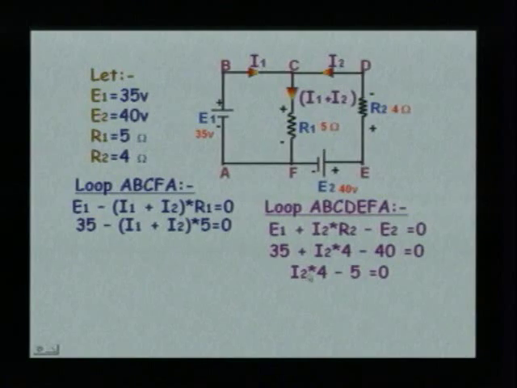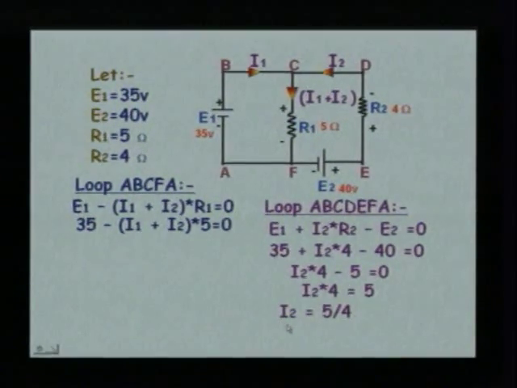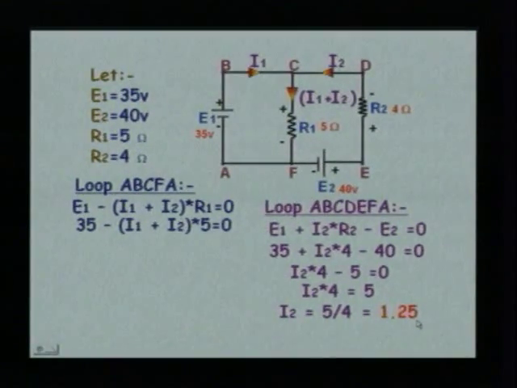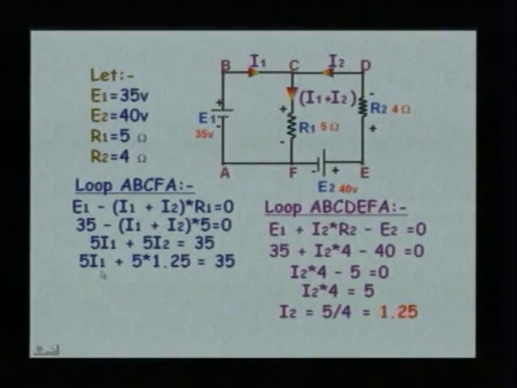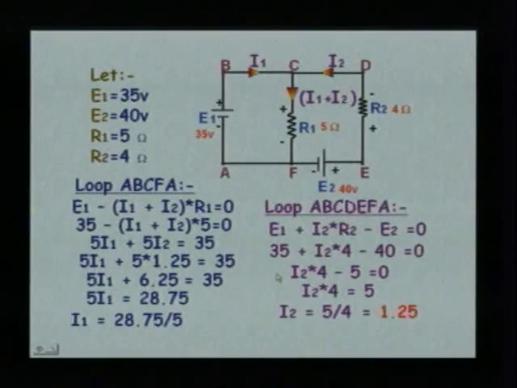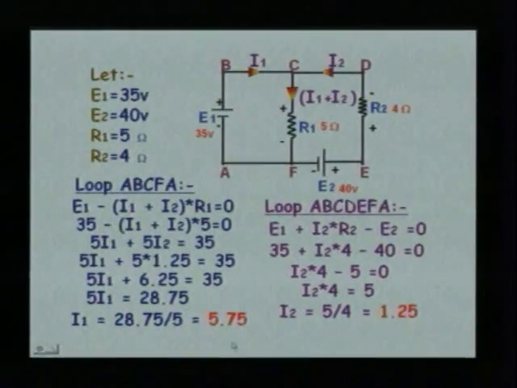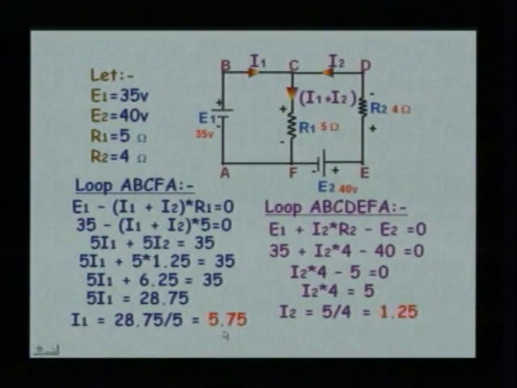We will have this equation as I2 into 4 minus 5 is equal to 0. Likewise, we can get I2 is equal to 1.25. Substitute this I2 in the equation, then we get 5 I1 plus 5 into 1.25 is equal to 35. So, we will end up getting I1 as 5.75. So, we have solved the problem and obtained the currents, I1 being 5.75 amps and I2 being 1.25 amps. Likewise, any circuit can be written down into a number of equations and solved. If the unknowns are more than 3, then we have to go for solving the network by using matrix methods.